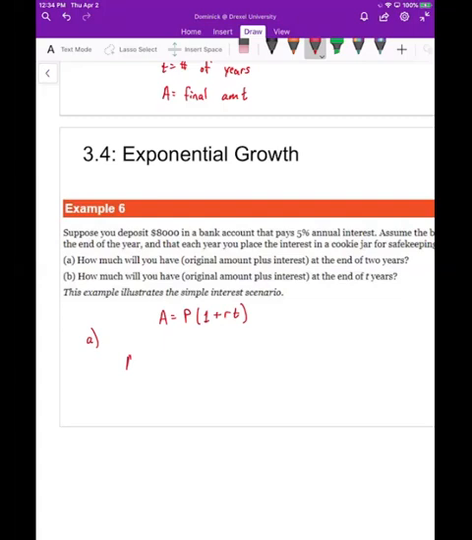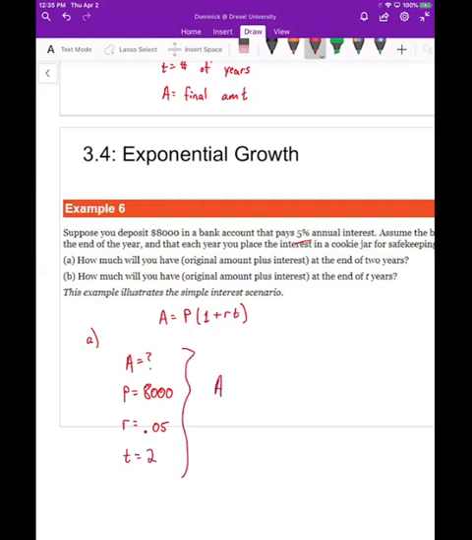And A is the thing that we want to find, so we'll leave that blank for now. Whereas P is what we're starting with, which is the $8,000. Our interest rate was 5%, but as a decimal, I want to write that as 0.05. If you want to convert a percent to a decimal, you just move your decimal place over 2 spots. And then, of course, T, in this case, the number of years, is 2. So I want T to be 2.